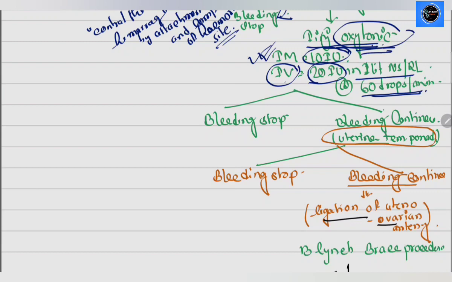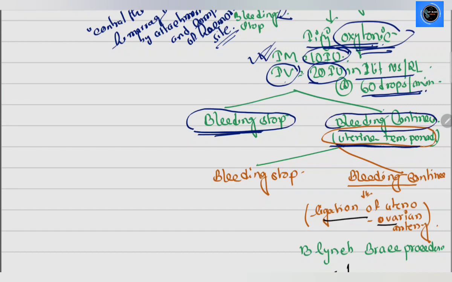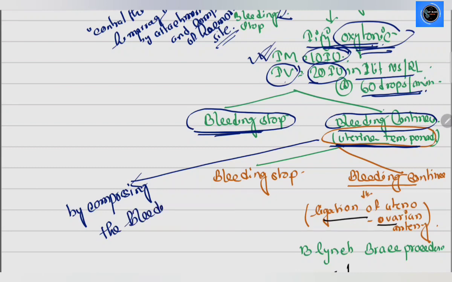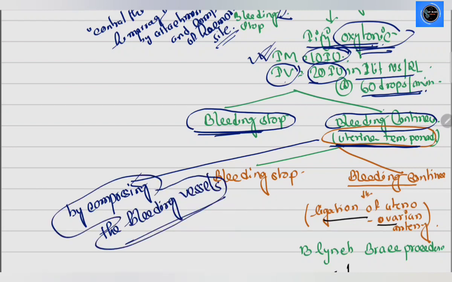After giving this oxytocin, two conditions can occur. One, bleeding can be stopped. But when the bleeding is continued, in that condition, you can perform uterine tamponade. By uterine tamponade, you can control bleeding by compressing the bleeding vessel. After performing this uterine tamponade, bleeding may stop, meaning the case will be managed.